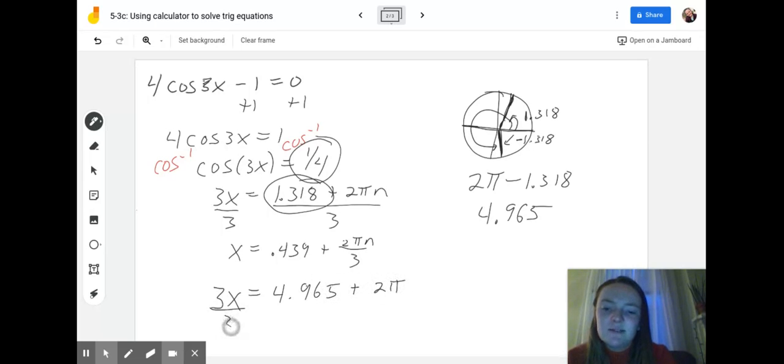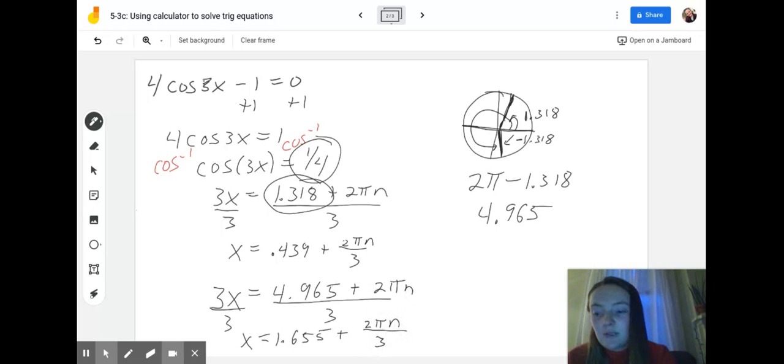So I'm going to go ahead and divide everything by 3. And what I end up getting is x is equal to 1.655 plus 2 pi n all over 3. And so those right there are my solutions using the graphing calculator and using a little bit of logic from the unit circle. Honestly, it's very rare that you're going to have one solution. In fact, the only cases I can think of are when sine x is equal to negative 1, which only happens once, or when cosine x is equal to positive 1, which also only happens once.